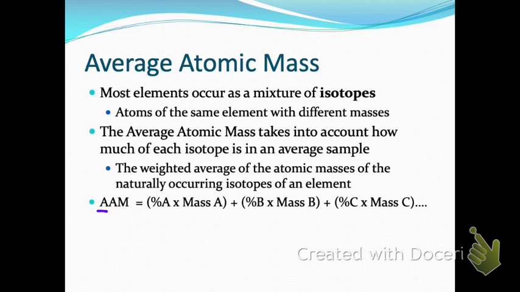AAM just means average atomic mass. What you do in this equation is you take the percentage of isotope A times the mass of whatever that isotope is. Then you add that to the percentage of isotope B for that element times its mass. You add that to however many isotopes you have. If you've got 6 isotopes, you'll do that 6 times and add them all together. But we'll see an example here pretty soon.